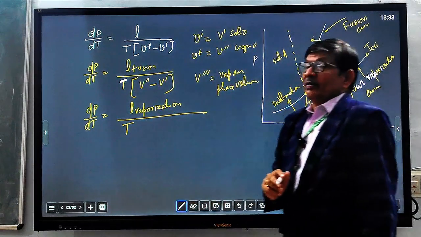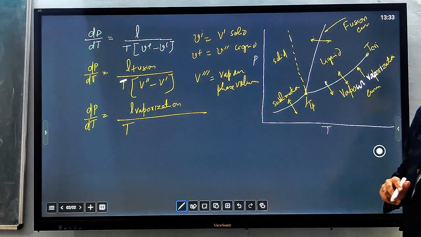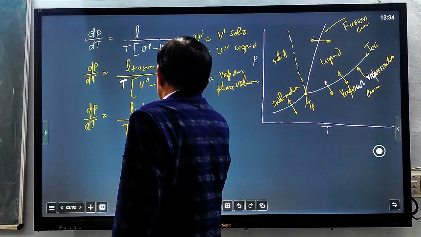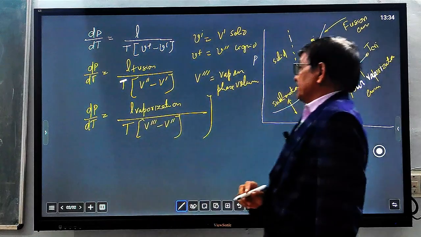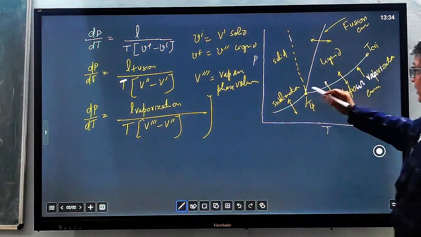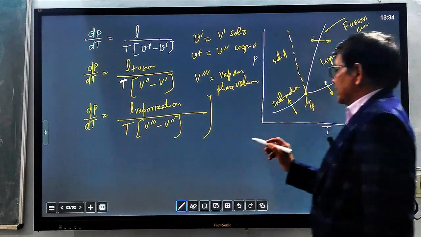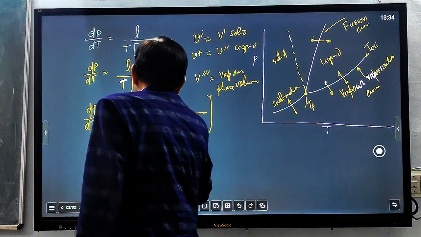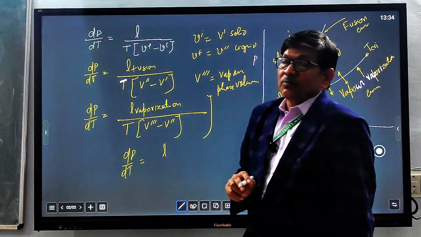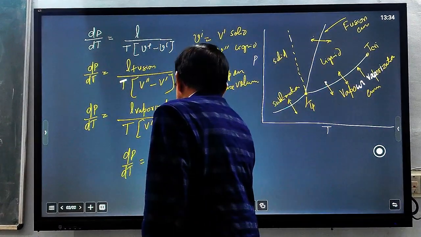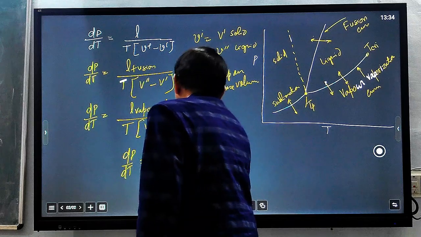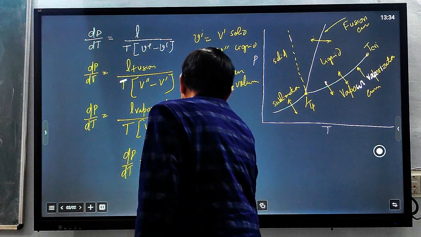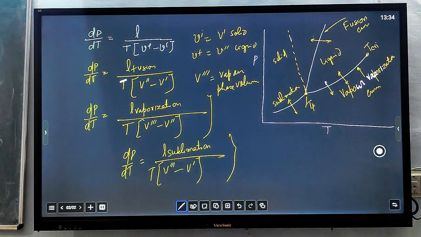T means the temperature at which vaporization will take place. T upon V triple dash minus V double dash. For all three phases, phase transformation can be defined. Suppose here phase transformation is taking place from this to this, solid to vapor. In this case, we can define dp over dt equal to L, the latent heat of sublimation, upon T into V triple dash minus V single dash. So what is dp upon dt?